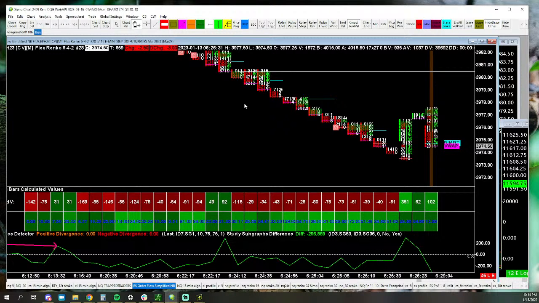Because that's a really good way to get messed up. Okay, so here's another one, right? Bearish divergence. Oh no, I'm sorry, higher high. So this is actually a higher high.